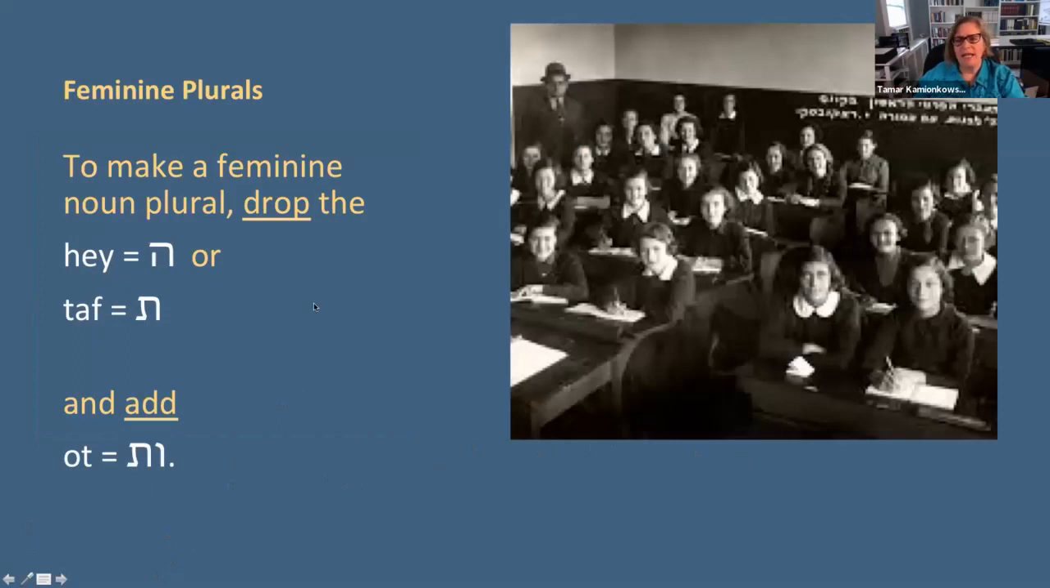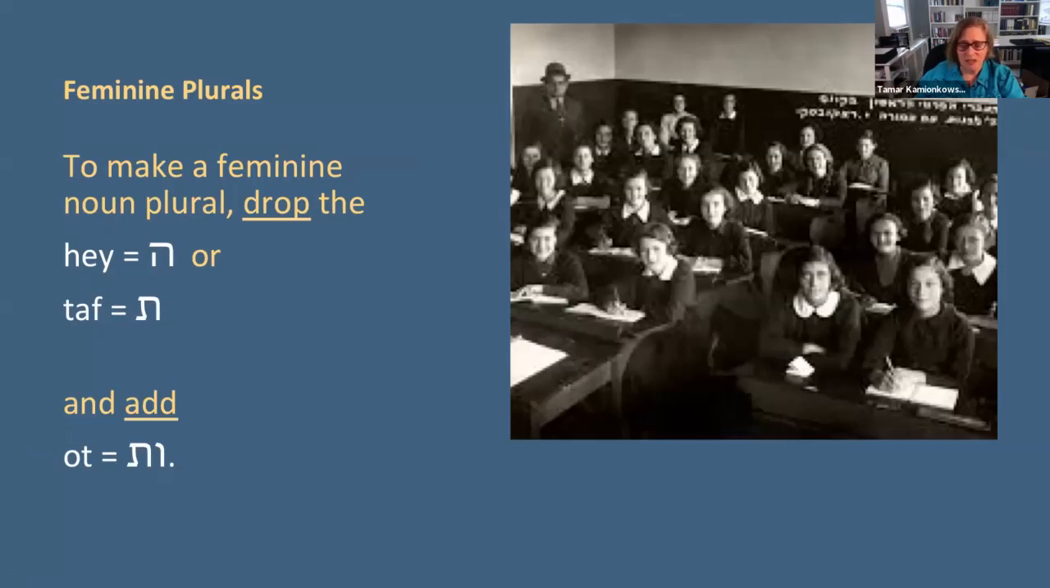If we want to take any feminine noun and make it plural, then you're going to drop the hey or the taf from the very end of the word, and you'll see ot added on to the final. So when you see a noun that has ot at the end, it means that you are dealing with a noun that is feminine and is plural.